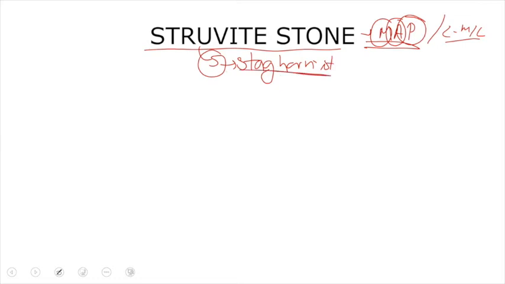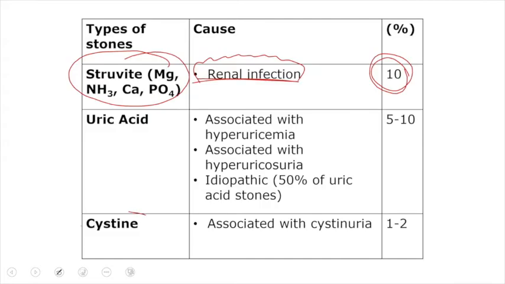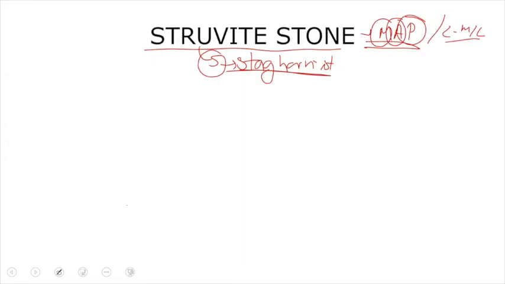So staghorn is basically morphology that we associate with struvite stone, and it is very commonly seen with struvite stone. It is not that you will only see staghorn stone in case of struvite stone, but you can also see staghorn stone in case of cystine stone as well. But the most common cause of staghorn stone is the struvite stone, and it is a point to be noted as well.